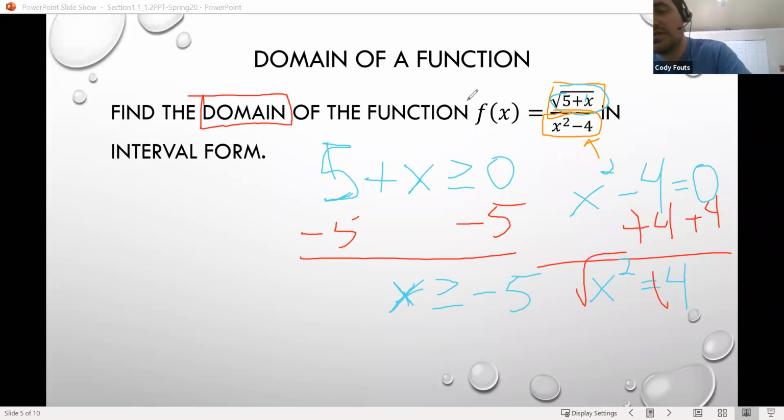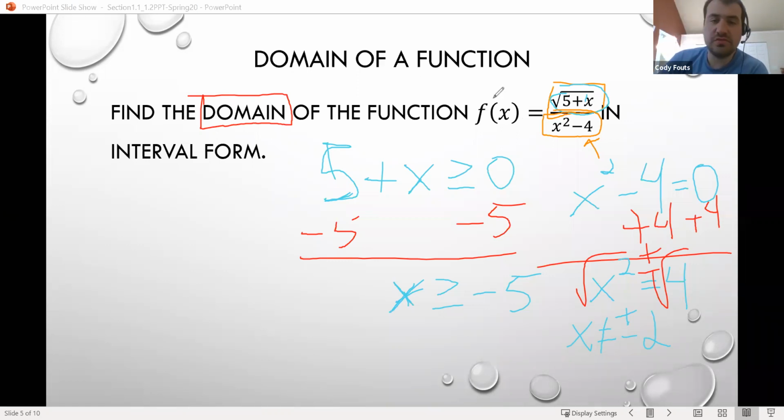Remember, when you take the square root, you always have two answers. So we get the plus or minus. So here we will have x equals plus or minus 2. And now those are the values that make the denominator equal to 0. But as we just talked about, the denominator is not able to equal 0. So these are actually values that cannot be in the domain. So we know that x cannot equal plus or minus 2.